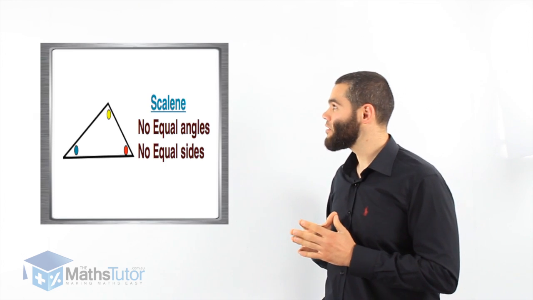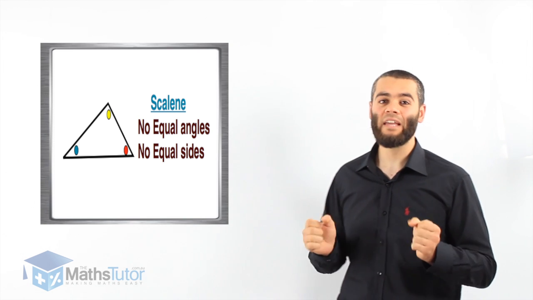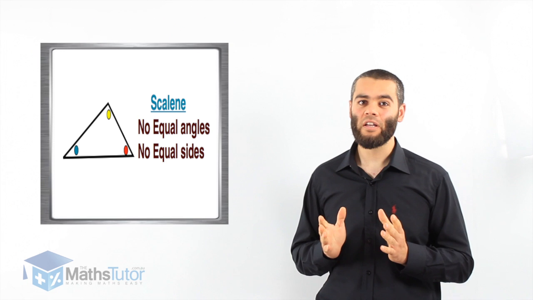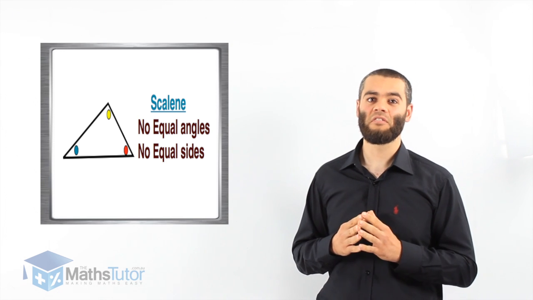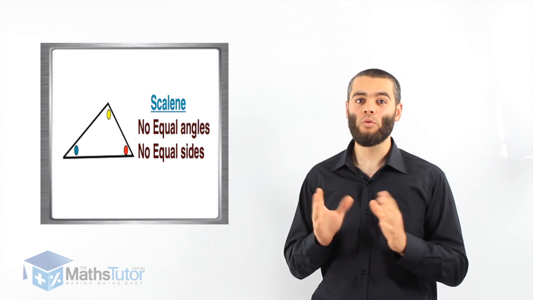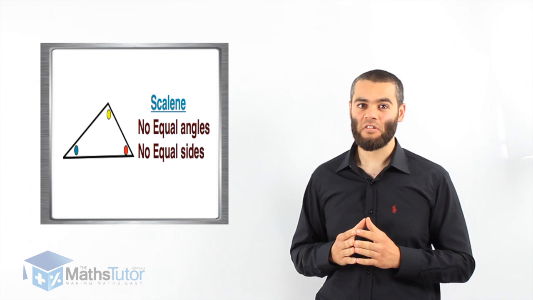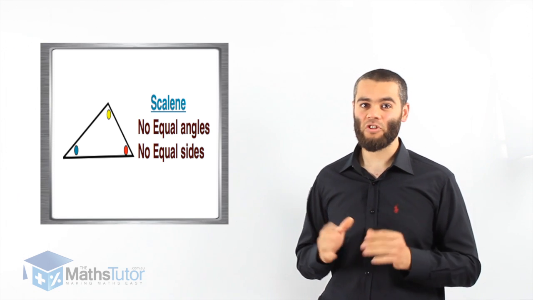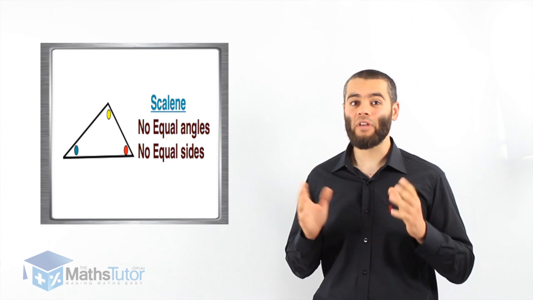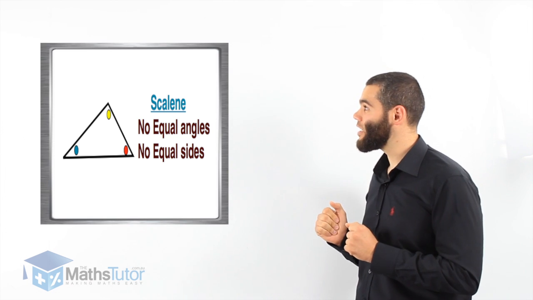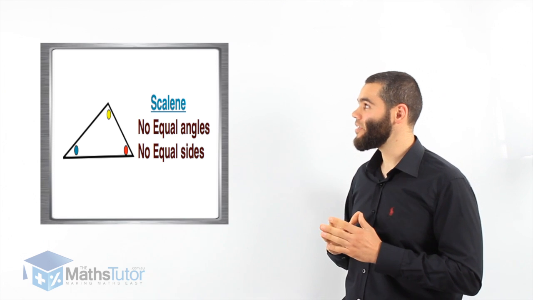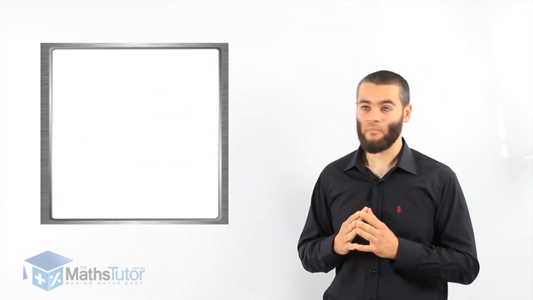The first type we're going to look at is what we call the scalene triangle. The scalene triangle has two main features. It has no equal sides and it has no equal angles. So all the sides in a scalene triangle are different and all the angles in a scalene triangle are different. That's why they're marked in different colors.